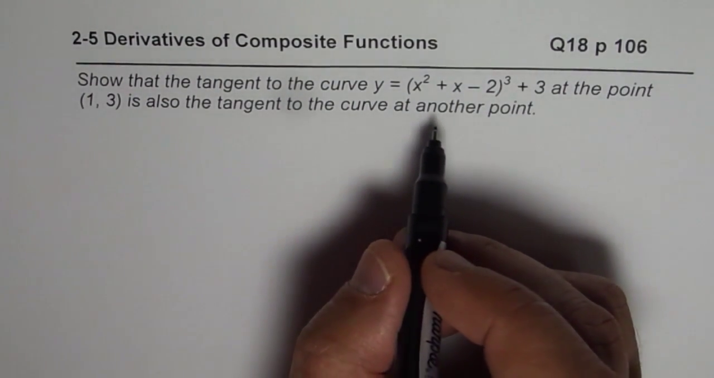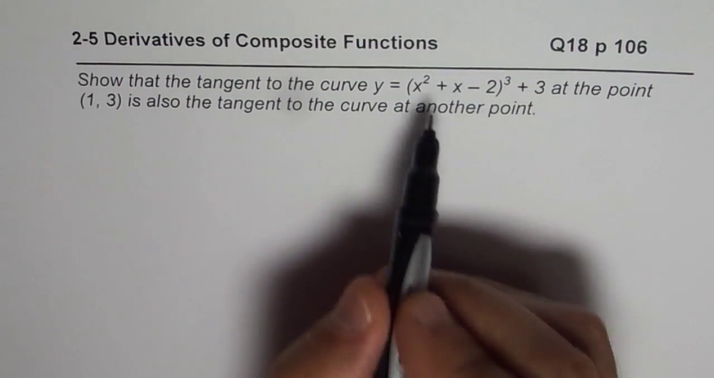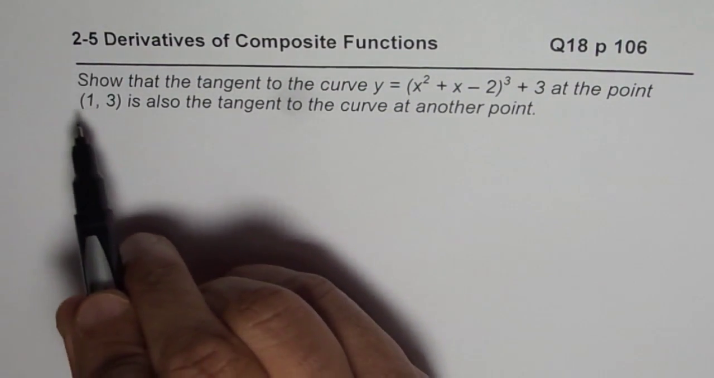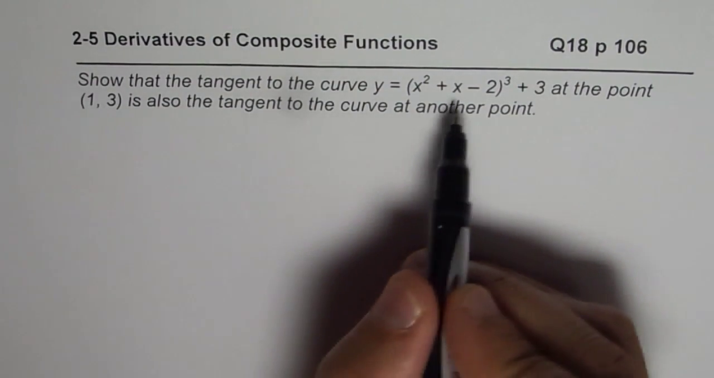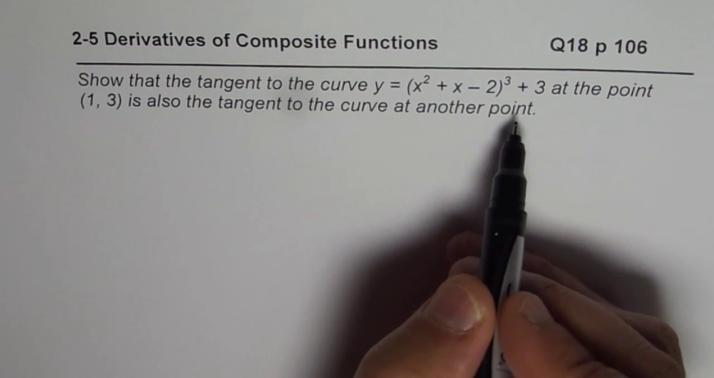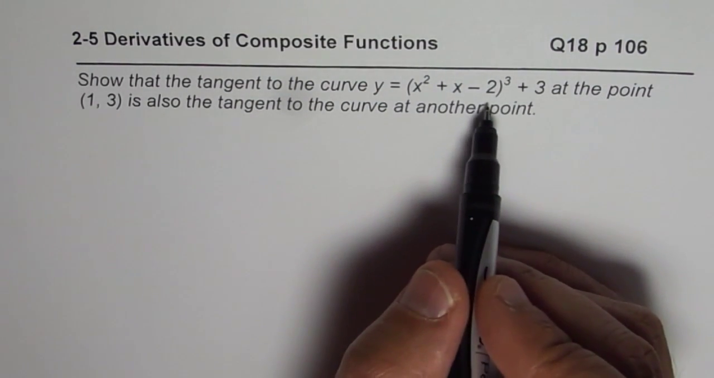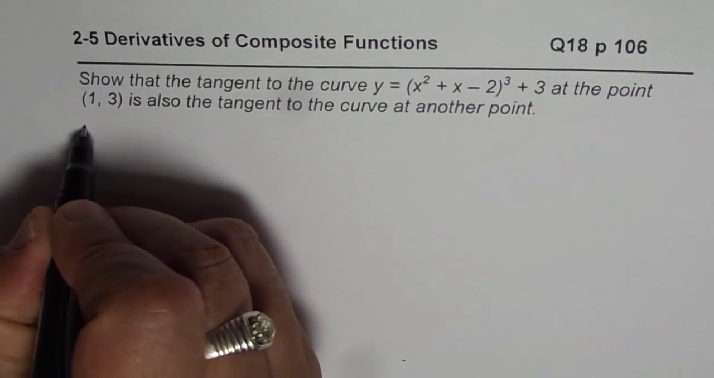So the strategy here is to find the slope of the curve at point (1, 3), and then get the equation of the tangent line. Once you get the equation of the tangent line, check if that line intersects this curve at some other point or not, right? So let's begin by finding the slope.